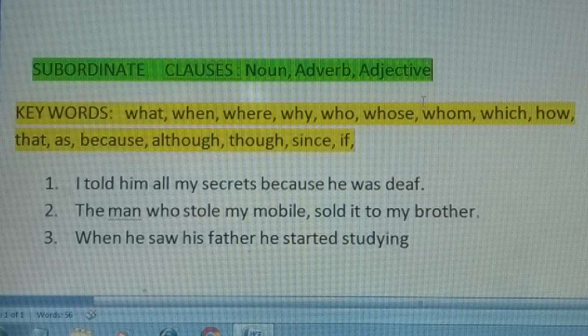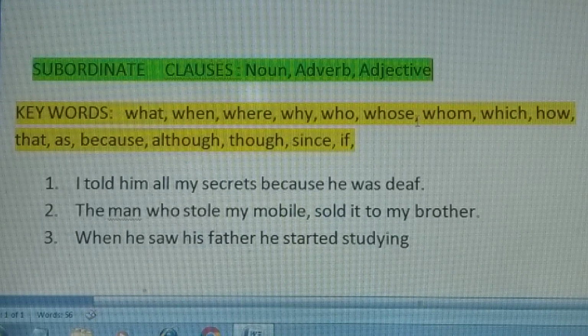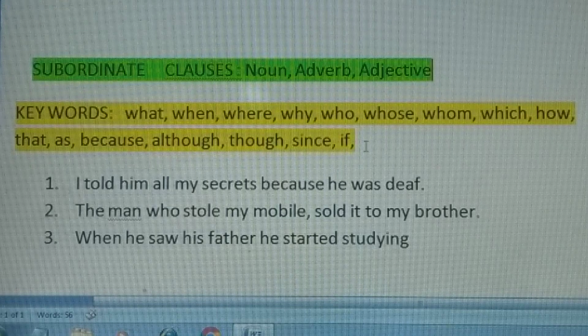Now, if you want to find out a subordinate clause in the given sentence, these are the keywords, highlighted in yellow color. Why they are called keywords, you will know very soon. And remember, once you find out the subordinate clause, obviously the remaining part is main clause. These are called keywords because they are part of subordinate clause. And second thing is that a subordinate clause starts with one of these words highlighted in yellow.